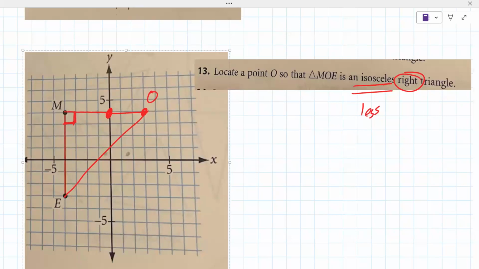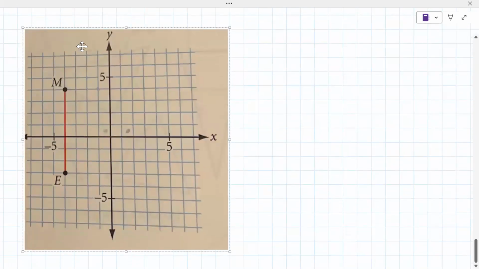Now, I can also do the following here. I could also go down here from E. Is this a right triangle? Yeah, it is. Now, is it isosceles? Wait, yeah, it is, for the same reason. So there's more than one answer, is the point. And when you're drawing stuff, there's more than one way to make it look correct. Okay, all right. So go ahead and stop here for now.